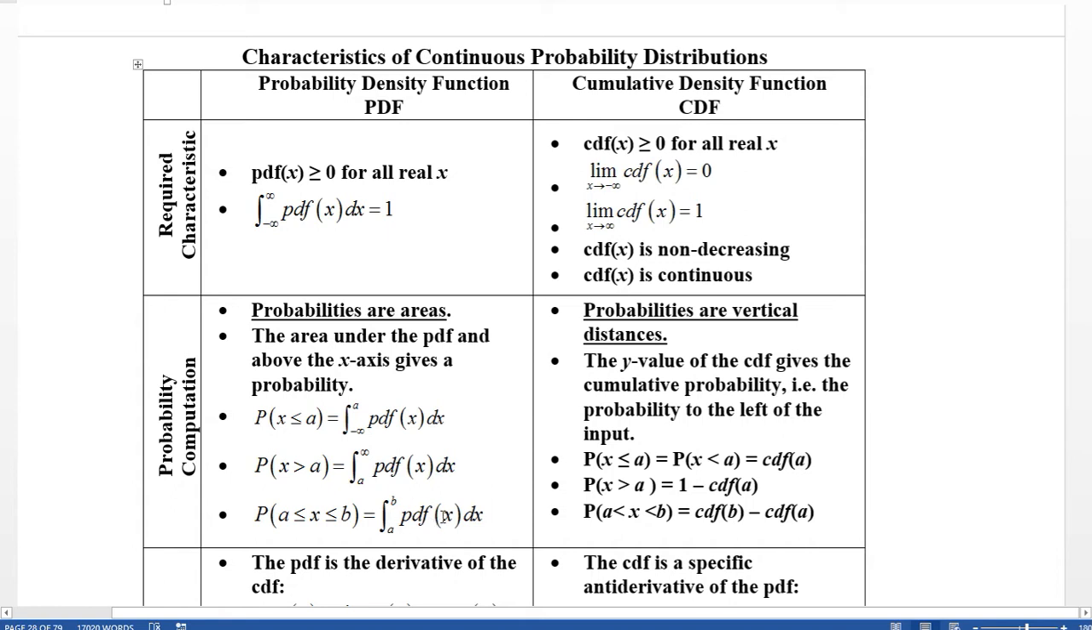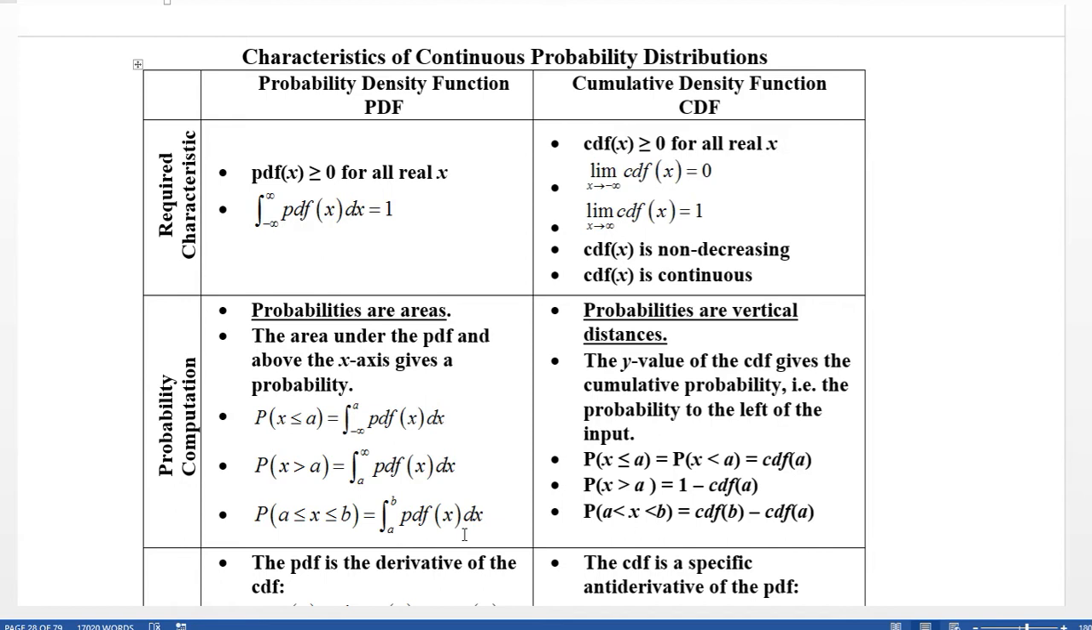So, for example, this last one gives us an area under the curve, bounded on the left by x equals a, and on the right by x equals b, below by the x-axis, and above by the PDF curve. That area represents that probability.